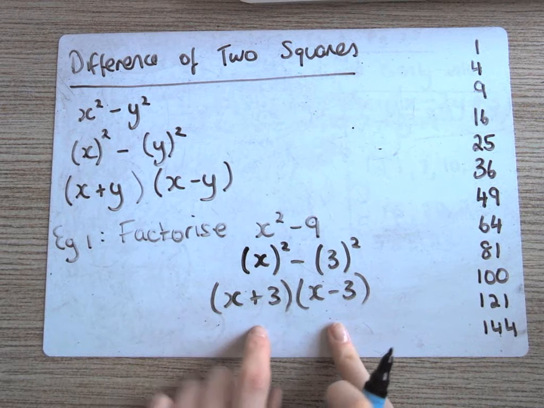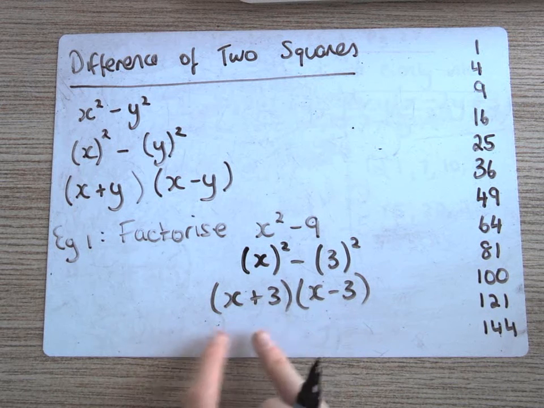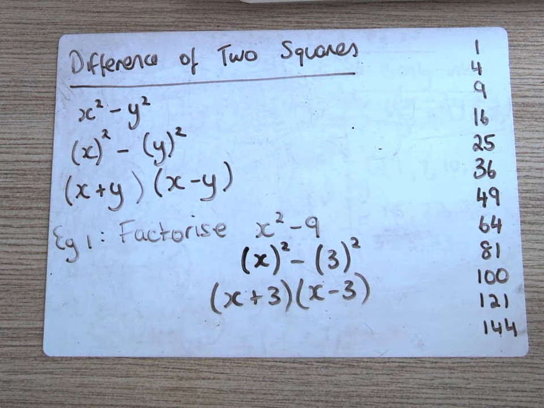It doesn't matter where the plus or the minus goes. It can be x minus 3, x plus 3. It always has to be one plus and one minus. That's the answer. It's lovely.